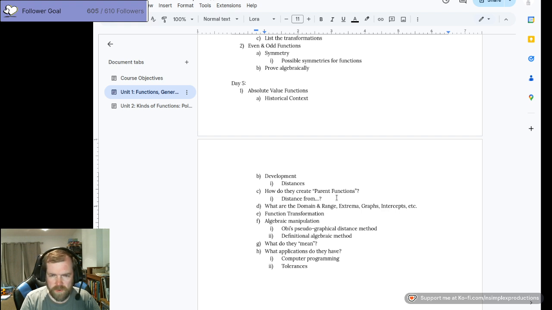Right, that includes symmetry. When does that actually start? We do the function transformation stuff that we talked about above, where we look at all of the possible ways we can linearly transform an absolute value function.